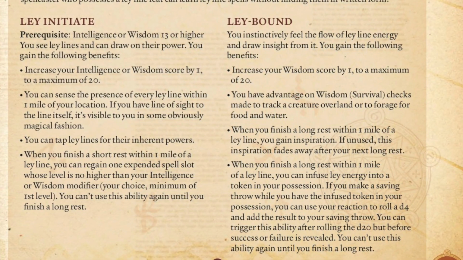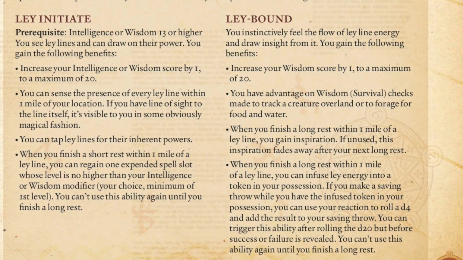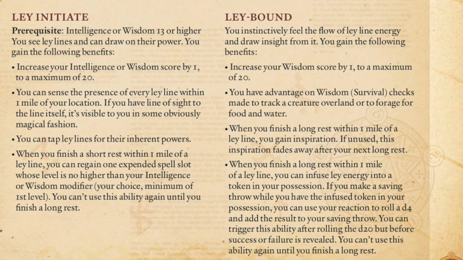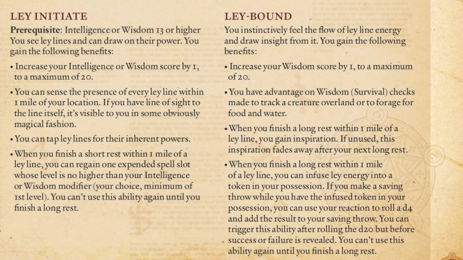You can make a saving throw while you have the infused token in your possession. You can use your reaction to roll a d4 and add the result to your saving throw. You can trigger this ability after rolling the d20, but before success or failure is revealed. You can't use this ability again until you finish a long rest. So it's a little minor magic item.